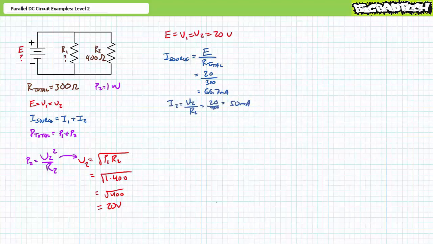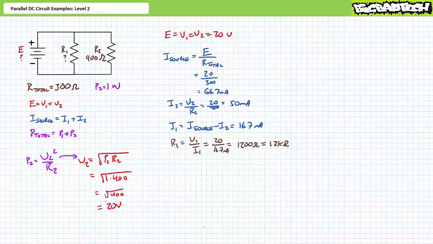I2 equals V2 over R2. Substituting our given values yields 50 milliamperes. An algebraic rearrangement of the Kirchhoff's current law equation for this particular circuit solving for I1 demonstrates that I1 is equal to source current minus I2. Substituting our given values yields the remaining 16.7 milliamperes of current.